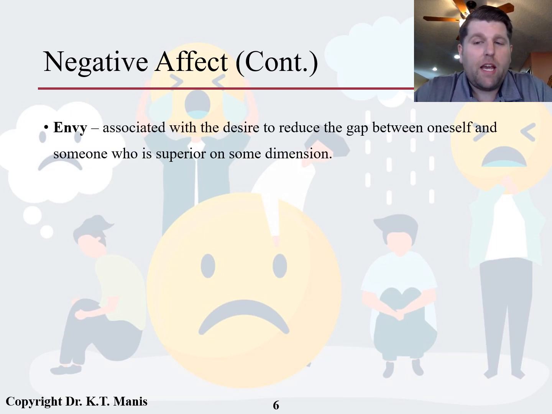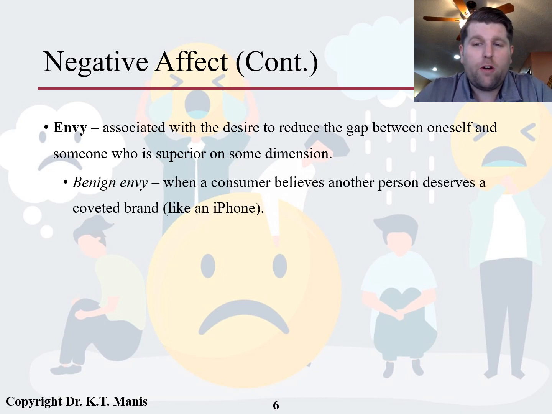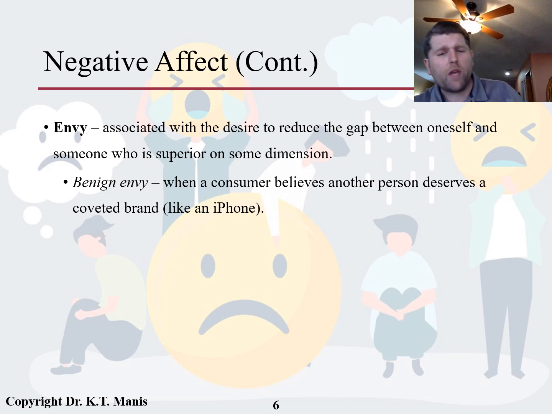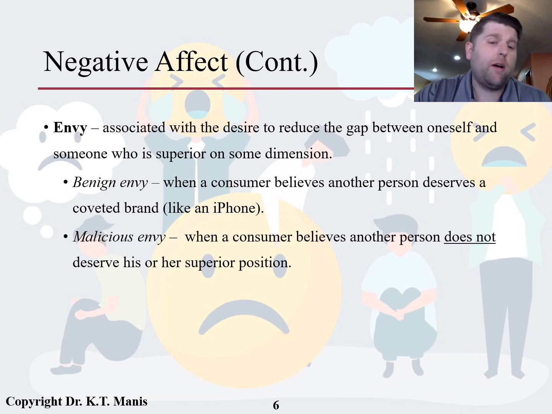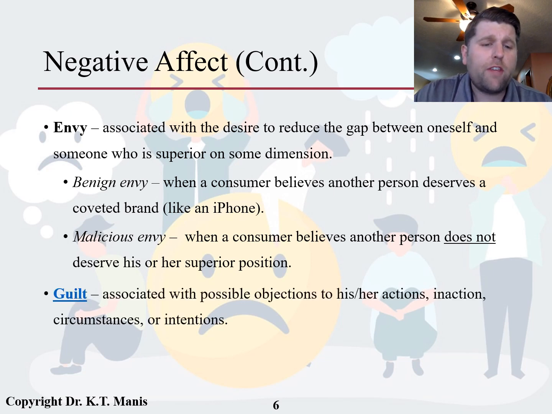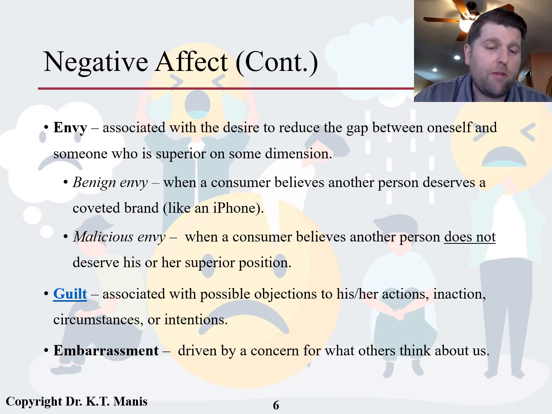One is envy, and this is associated with the desire to reduce the gap between oneself and someone who is superior on some dimension. We have what's called benign envy, when a consumer believes another person deserves a coveted brand, like an iPhone. We also have malicious envy, when a consumer believes another person does not deserve his or her superior position. We also have guilt, associated with possible objections to his or her actions, inaction, circumstances, or intentions. And then we have embarrassment, driven by concern for what others think about us.